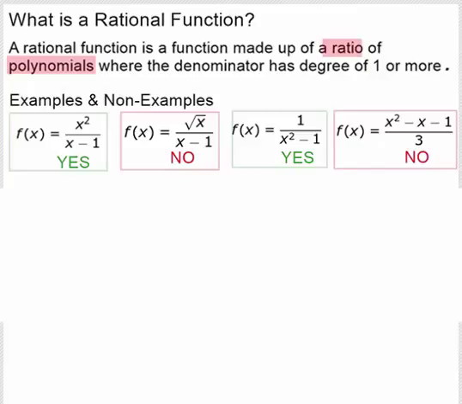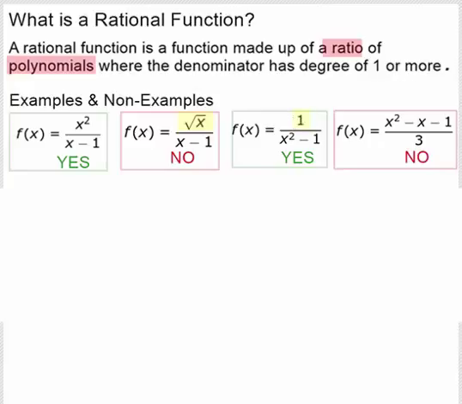F of x equals the square root of x over x minus 1 is not a rational function because square root of x is not a polynomial. F of x equals 1 over x squared minus 1 is a rational function. You might think 1 is not a polynomial, but actually it is.